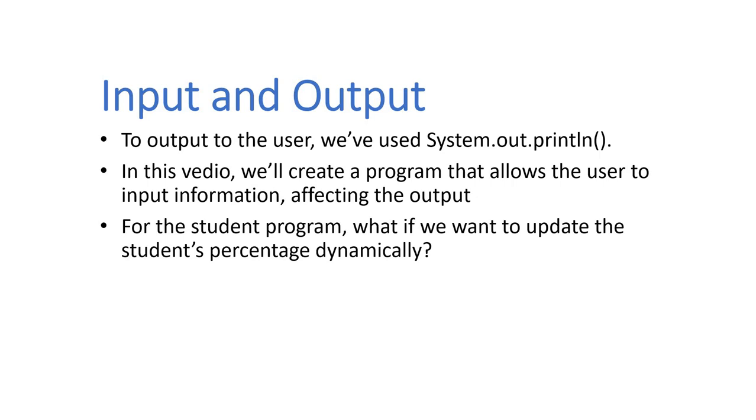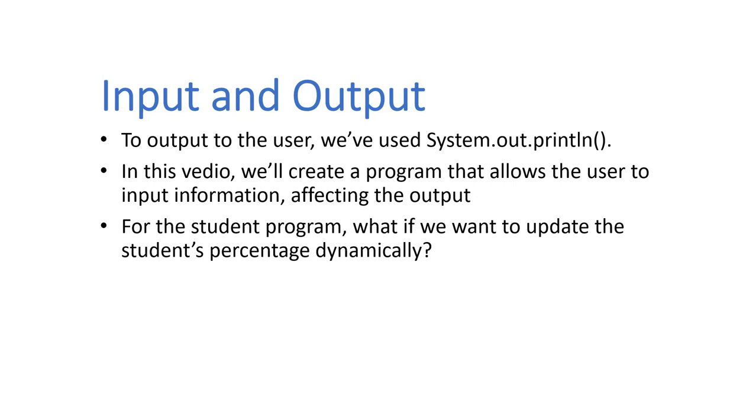So far, we have learned how to output information to the user using System.out.println. We have created several variables and printed out their values to the user, as well as concatenated their values to string literals. In this lesson, we will look at how we can create a program that allows the user to input information affecting the program's output.